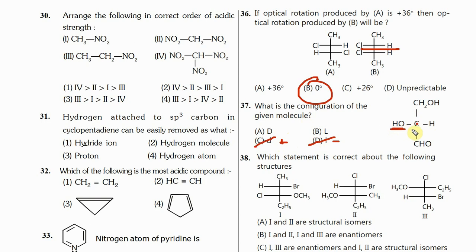It is on the left, but the most oxidized carbon has to be on the top. So I'm going to hold it here and rotate it 180 degrees. When rotated 180 degrees, it is the same molecule. The OH will be on the right side. If it is on the right side, it is D.